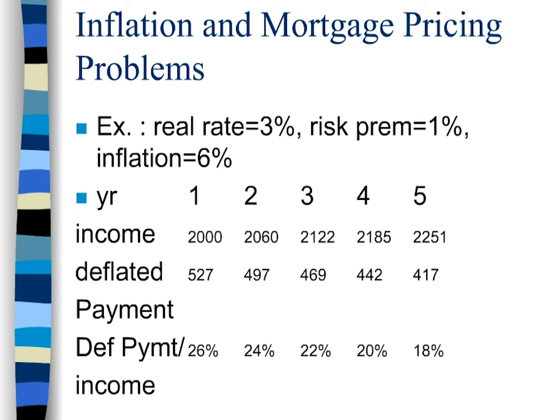This gives us some numbers to show you. If you had income that was increasing at the rate of inflation, and you had your payments, but now we're showing that if we deflated those payments, so your income's increasing, but what the value of that payment really is in purchasing dollars is going down, we'd see that in year one, your payment would really be like 26% of your income. A year out, 24%. By the time you get 5 years out, it's only 18% of your income.